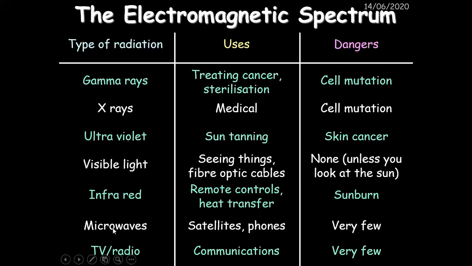Microwaves, satellites and phones. Your satellites use microwaves, your mobile phones use microwaves. Not many dangers, although there are some people who say microwaves can damage you. This is why we have a big problem now with some people and 5G. They're saying these 5G aerials can cause damage because they release microwaves, and the energy can cause cancer in your body.